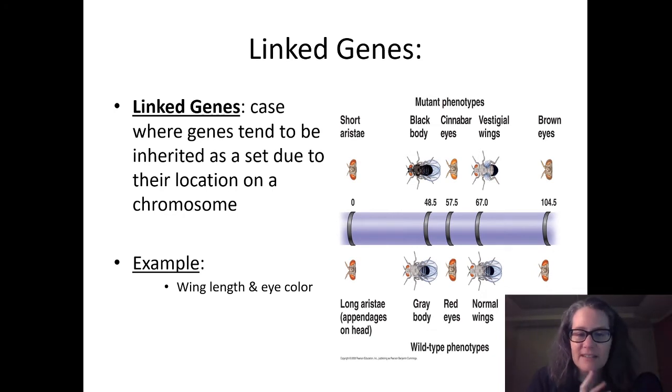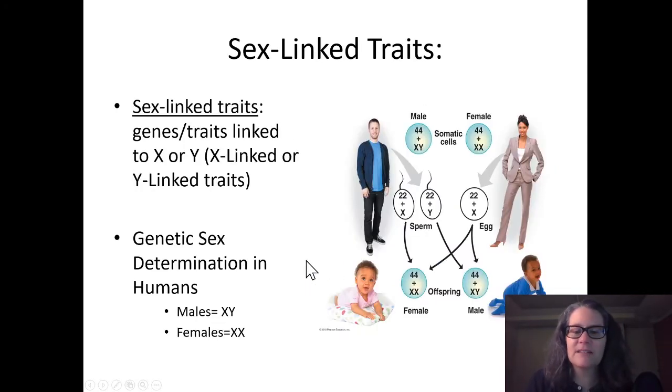And so often these linked genes get inherited as sets because they're found so close on the chromosome. We also talk about linkage to certain chromosomes. And so sex-linked traits are linked to that 23rd set of chromosomes. These are genes or traits that are located either on that X, that long 23rd chromosome, or the Y, that short sort of 23rd chromosome.